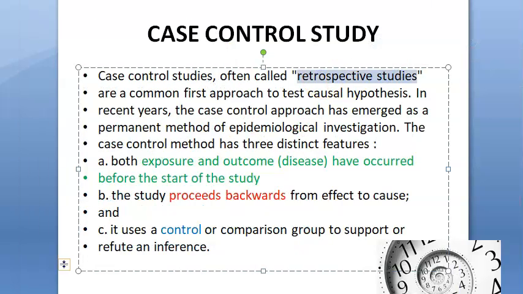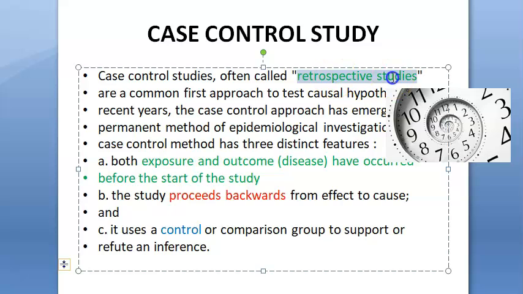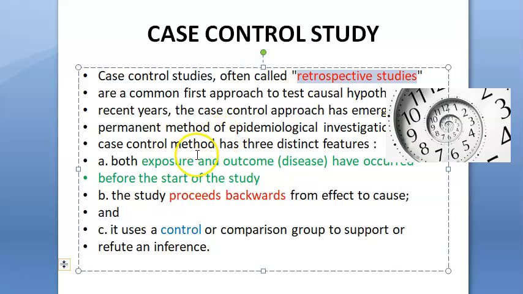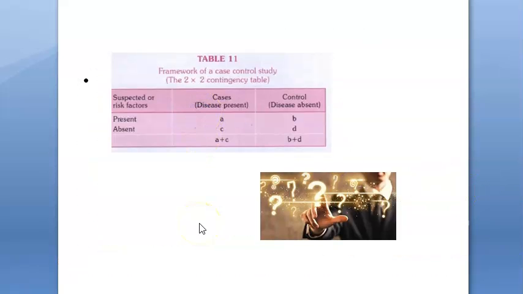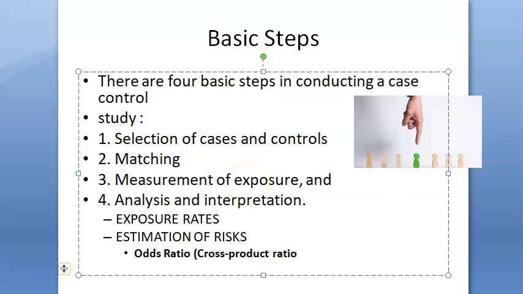So guys, it is retrospective study. Remember, you're going backwards. So the exposure and outcome have occurred before the start of the study. Okay. And it proceeds backwards. And you also use a control for comparison. So in this, there are 4 steps, guys. We'll come to this. See, you have to select cases and controls. You have to match them in both the groups. Then you will check the measurement of the exposure, just like how you check if there is a thalidomide tragedy, you will check if there was exposure to thalidomide, right?